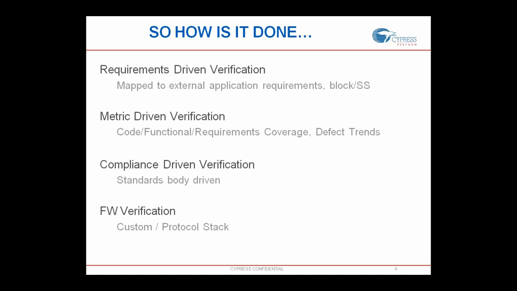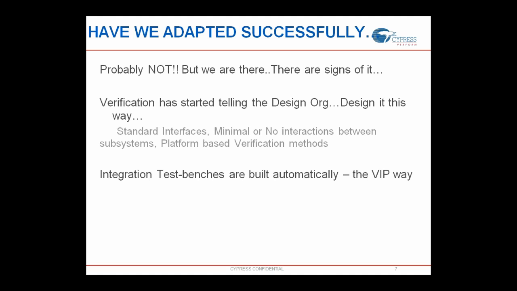Okay. Have we adapted successfully by doing all of this? Probably not. Okay, but I'm sure that we are getting there. The reason: we are seeing signs of it. Why? Because 10 years back, the designer gives you a document and says, here is the block, go design a test bench for this, verify this completely.